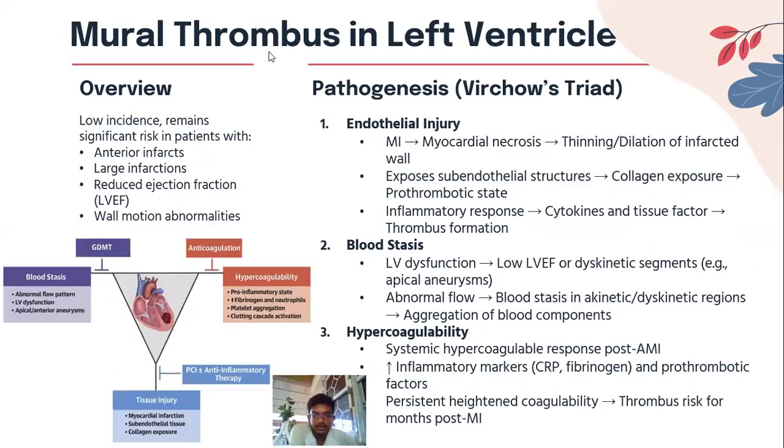All right, so the second complication once past myocardial infarction is the mural thrombus, specifically in the left ventricle. So the formation of the left ventricular thrombus is a known complication that follows acute myocardial infarction, AMI, particularly in cases of anterior infarcts or large infarctions where the affected ventricular segment is weakened and prone to dyskinesis.